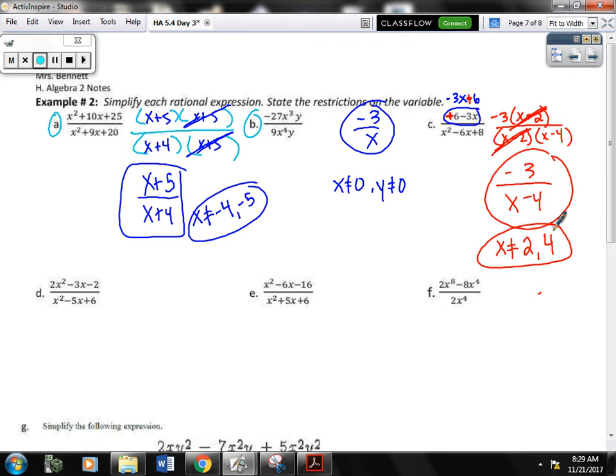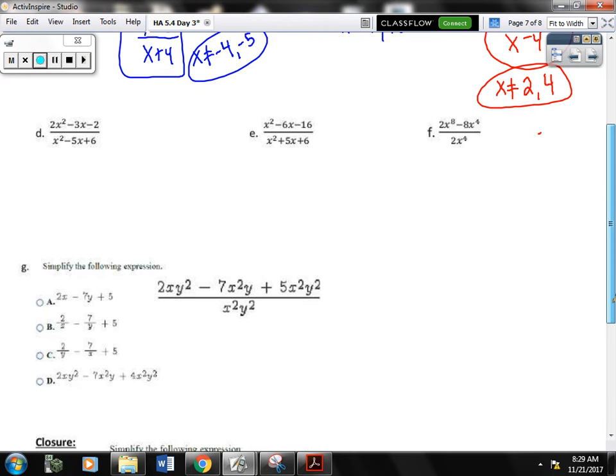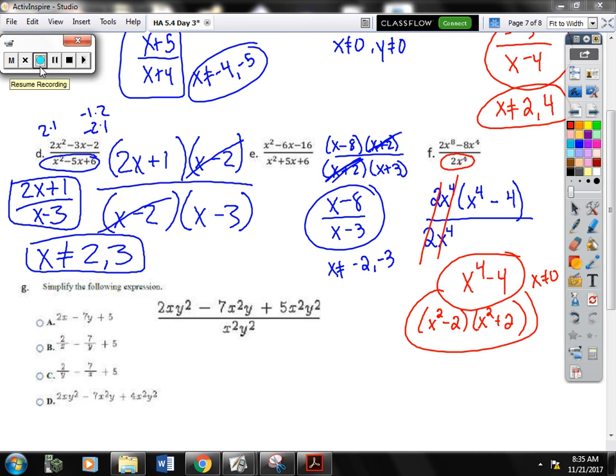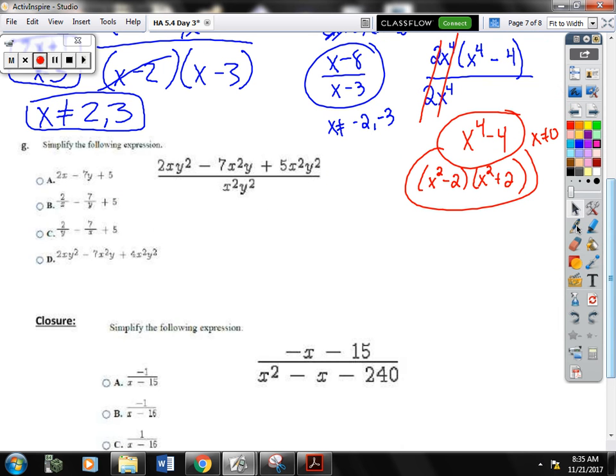All right, so you guys can try D, E, and F, and then we are going to go over one of these harder ones that has multiple variables. All right, and then the last one we'll do together is example G. This was actually a Study Island question.